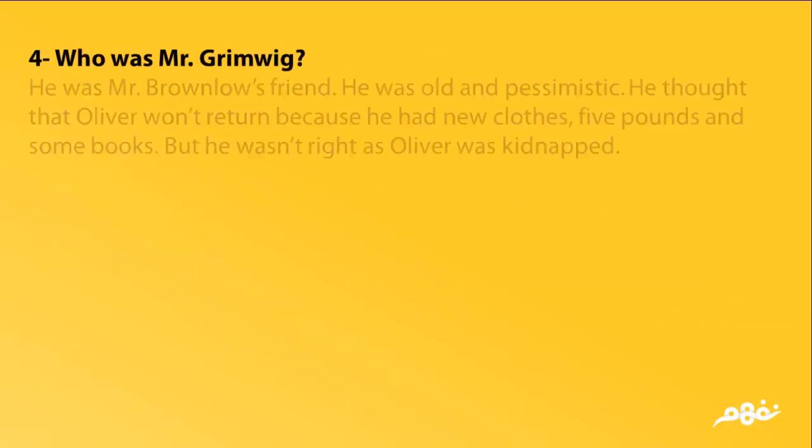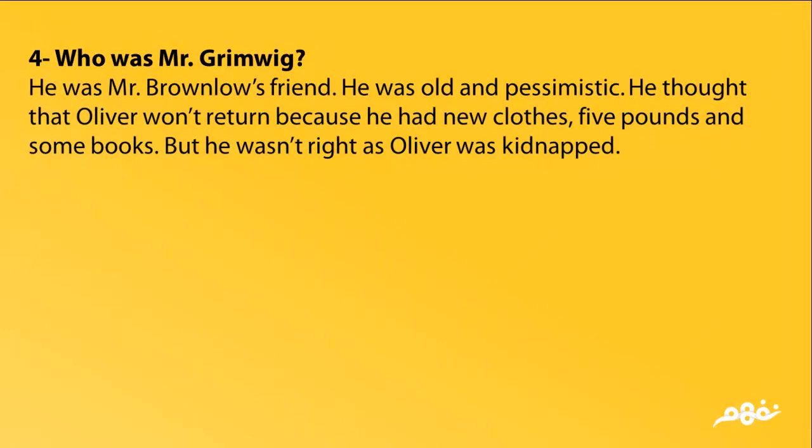Who was Mr. Grimwig? He was Mr. Brownlow's friend. He was old and pessimistic. He thought that Oliver won't return because he had new clothes, £5, and some books. But he wasn't right, as Oliver was kidnapped.